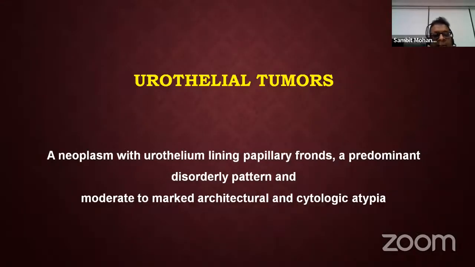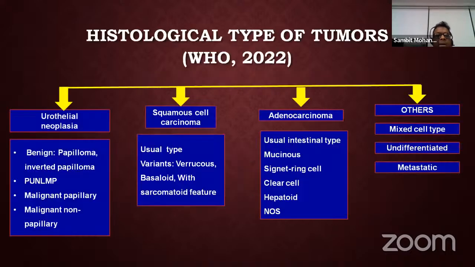So it is a neoplasm with urothelium lining the papillary fronds, a predominantly disorderly architectural pattern, and moderate to marked architectural and cytologic atypia. In 2022, if we have a benign lesion, I'm not a big proponent of PUNLMP. The way I was trained with Dr. Epstein and Dr. Amin, both of them avoid the word PUNLMP, because once you say PUNLMP, the patient may or may not come for a follow-up. So if I am clear it is not a benign lesion, I overcall them as low-grade papillary urothelial carcinoma, so that the patient would be followed up regularly and we can avoid an erroneous thing beforehand.